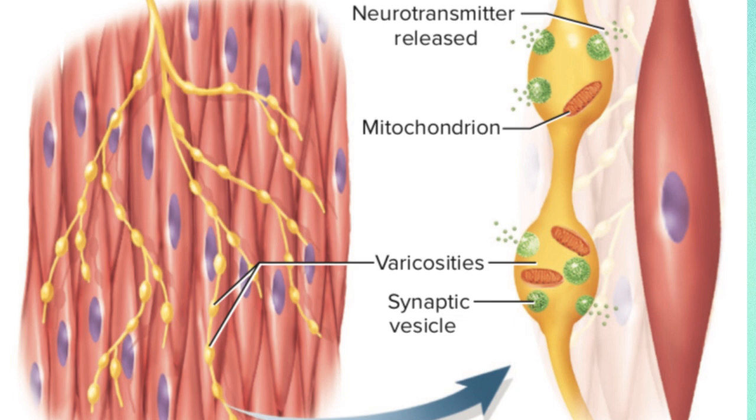This setup allows a single nerve fiber to influence many cells at once, making the autonomic nervous system highly effective in controlling large-scale physiological functions.